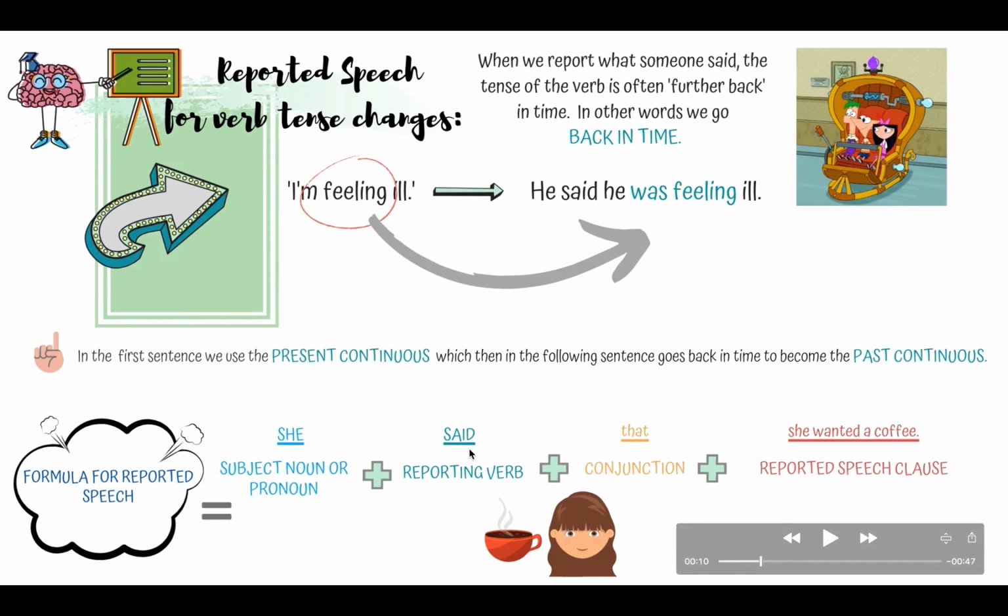So: she said that she wanted a coffee. However, you can also say: she said she wanted a coffee. As you see, you don't need to actually use the conjunction. Okay, let's go through and have a look at some more examples.